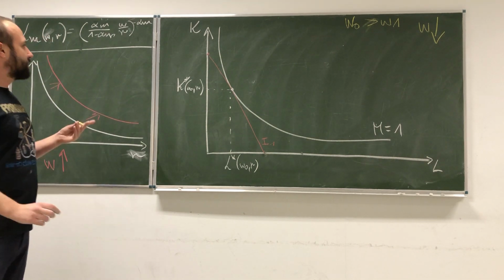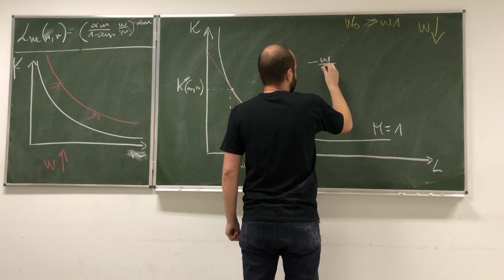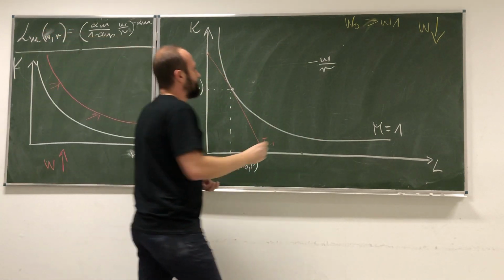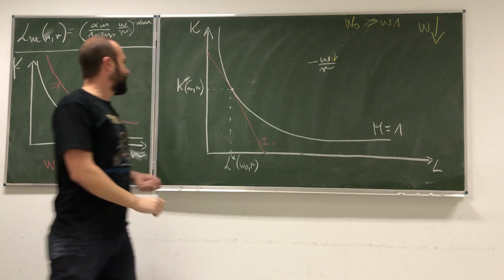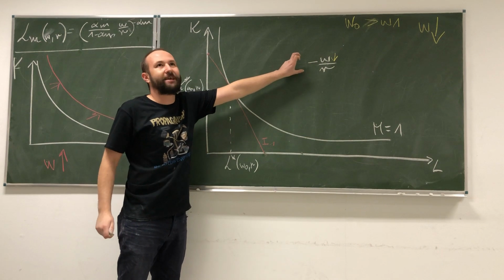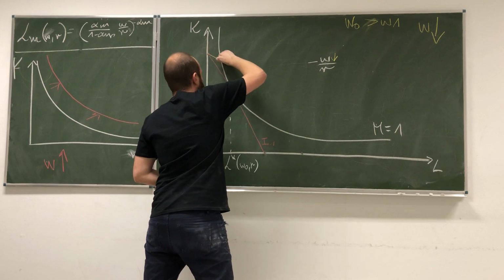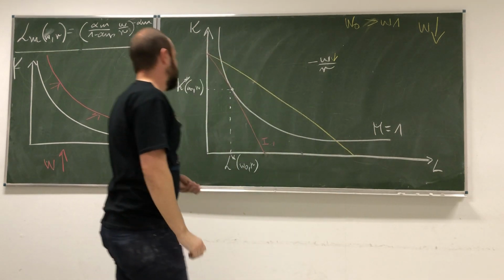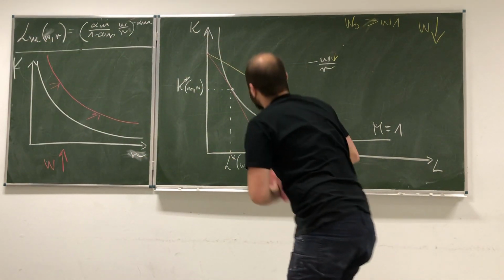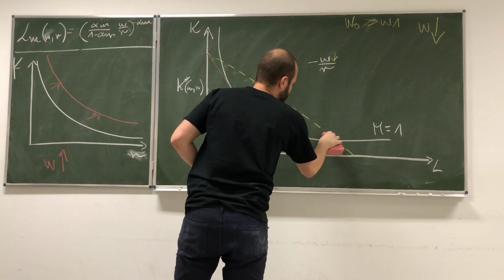And remember, the slope of the isocost line is negative W over R, right? So look, if wage is going down, it means that this function is getting flatter, because it's becoming less negative. So we would obtain an isocost line like this. Let's denote it like this. Let's make it into a dashed line.